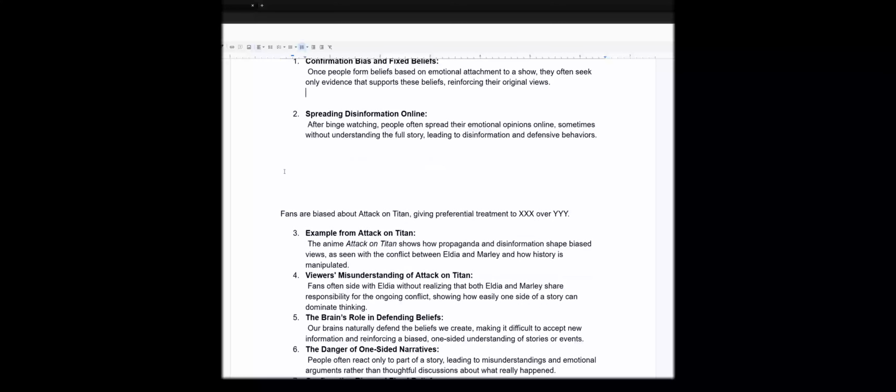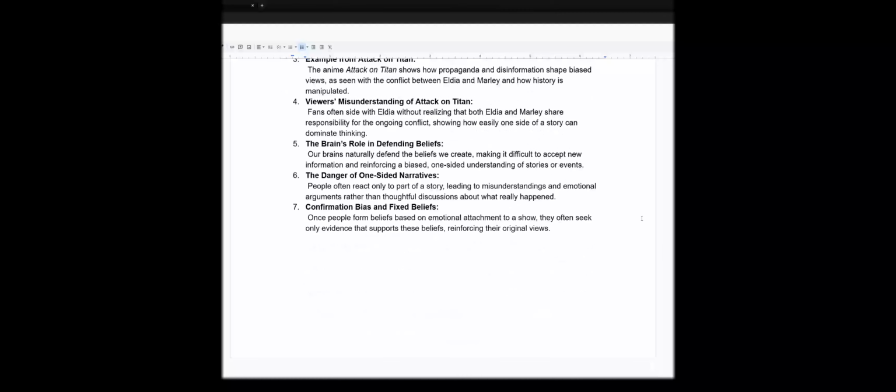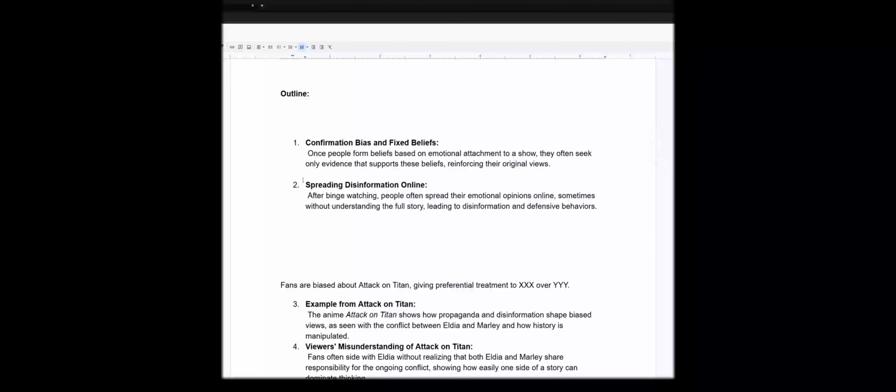Do we already have emotions are? No, but I don't think we need to get specific with which emotion, because there's anger, but there's also disgust and fear, and then there's undue love as well. You know, there's more than just the negative. Positive confirmation bias is a problem too. And then confirmation bias and fixed beliefs, we got that, and then the spread of disinformation online.